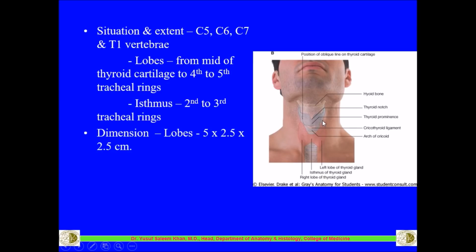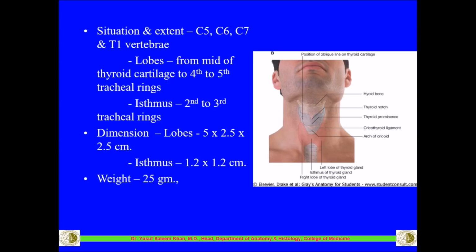From the upper part of the lobe to the lower part of the lobe, this will be the total length, almost 5 centimeters, and almost 2.5 centimeters in breadth as well as 2.5 centimeters in thickness. These will be the dimensions of each lobe of the gland. The isthmus is much narrower, almost 1.2 to 1.5 centimeters in length as well as in breadth.